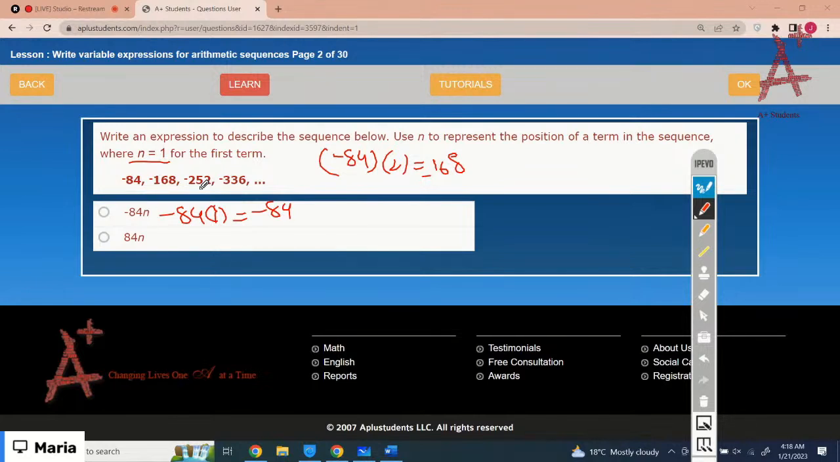It would be negative 84, negative 168, negative 252, and negative 336. But you have to understand the mathematical expression. Okay, so you're multiplying each number with n. Got it? That means it would be negative 84 times n. Option number 1 is the correct option.